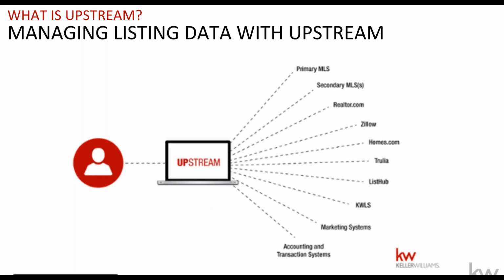So where UPSTREAM comes in, and this is a system whose vision is one centralized database where agents enter, store, modify, and distribute their listing information where they choose to distribute it. UPSTREAM is not an MLS. It's not an MLS vendor. It's a technology platform that's being built.